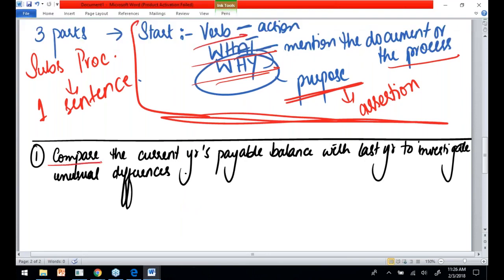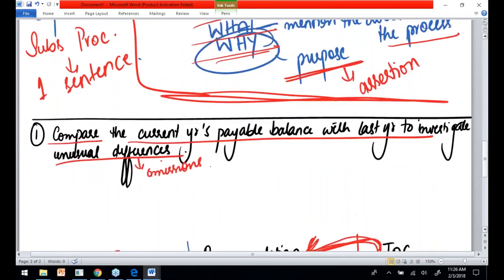This sentence is correct. How? Compare, being the verb. What? Current year with last year. Why? To investigate unusual differences. You could write to investigate omissions, and that's going to be correct as well.